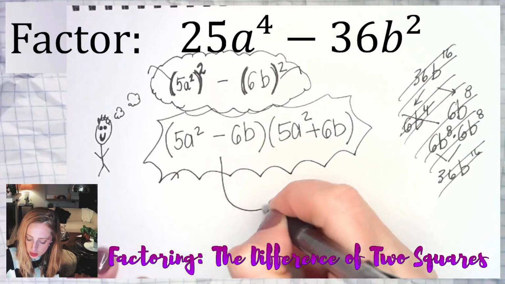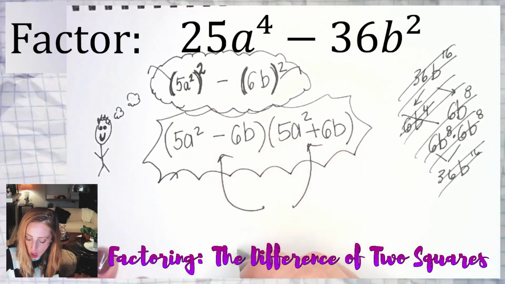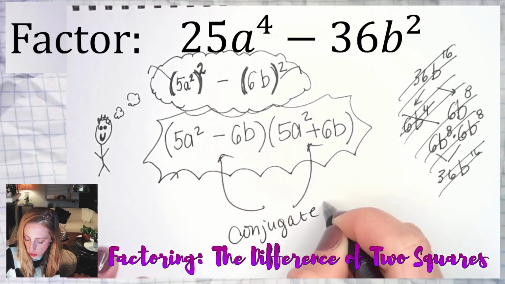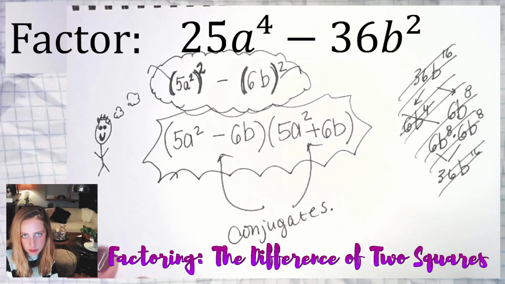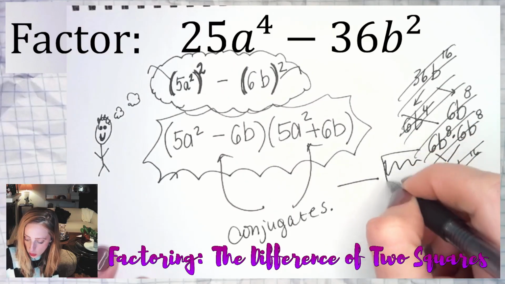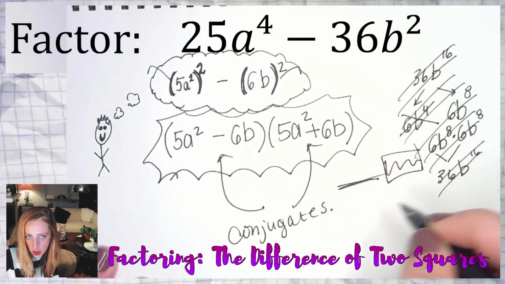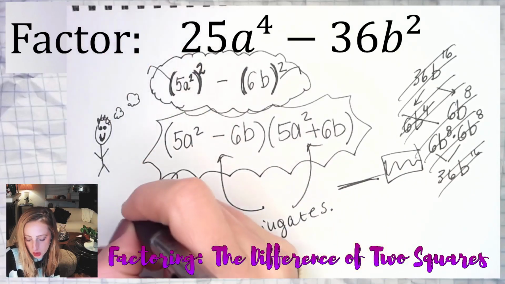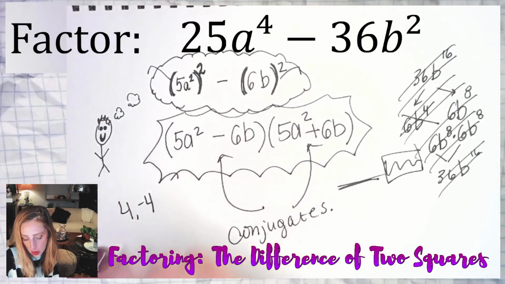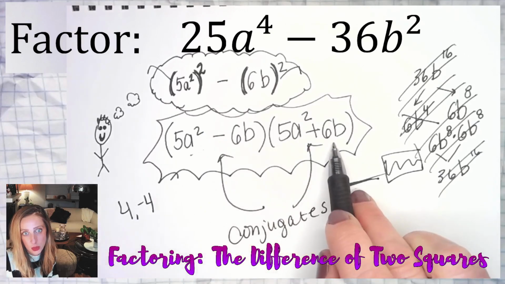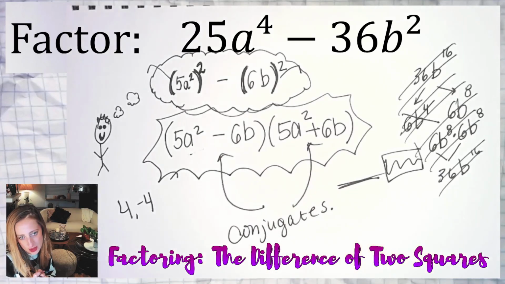These are called conjugates of one another. When you conjugate a verb in Spanish class, you keep the beginning, change up that ending. So when we keep the beginning and change the ending, conjugates. They're not opposites. Opposites would be like 4 and -4. But 5a squared minus 6b and 5a squared plus 6b are conjugates.